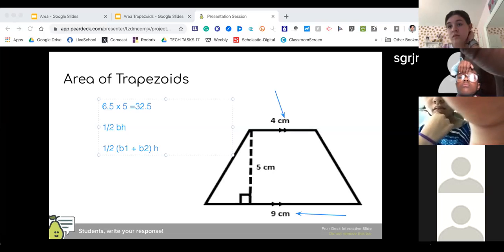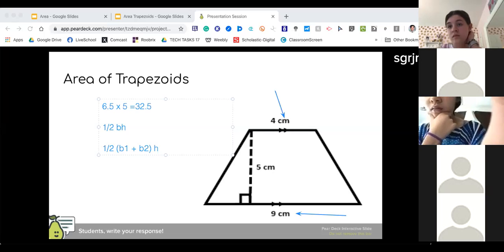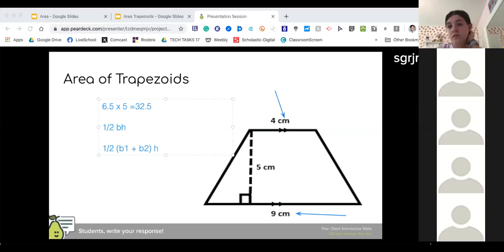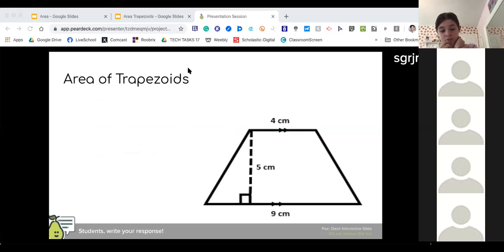If I add 4 and 9, that's 13, and I half it, that's 6.5. Would it also work if I just kept the 13 and halved the 5? Would I still get the same answer? Yes, that's right. So could someone tell me why it would be okay if I half the height but don't half the two bases? Why would it still work? Someone who hasn't shared. Who would be willing to tell me that?